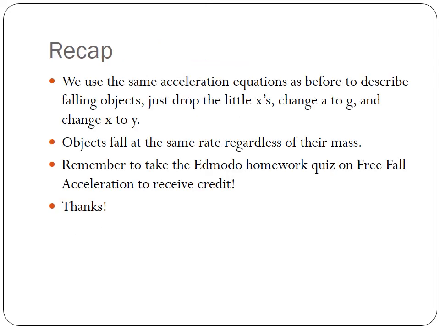So to recap, we're going to use the same equations as before, just dropping those little x's, changing a to g for the acceleration due to the gravitational field of Earth, and changing the x's to y's for position, because we're talking about vertical stuff, not horizontal. All objects fall at the same rate, regardless of how much mass they have.